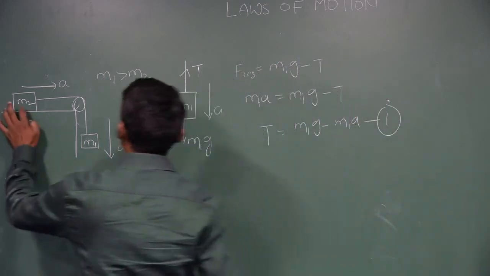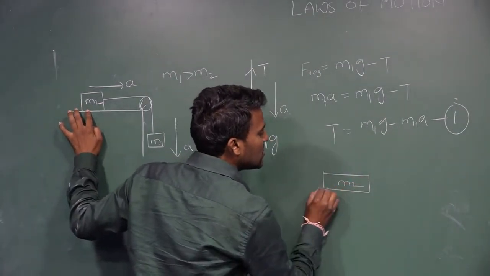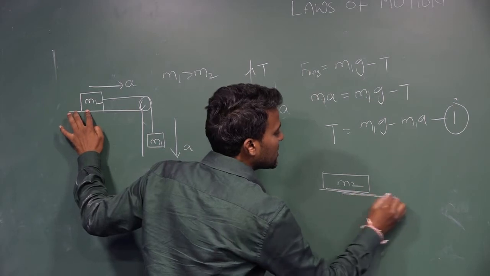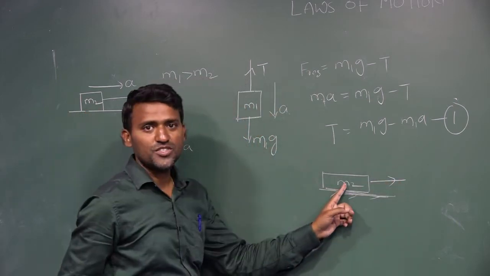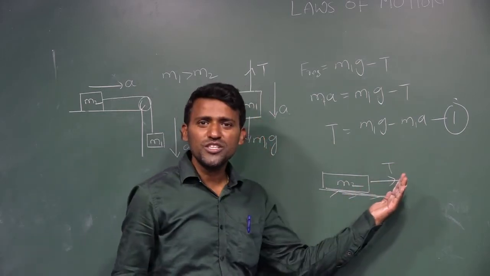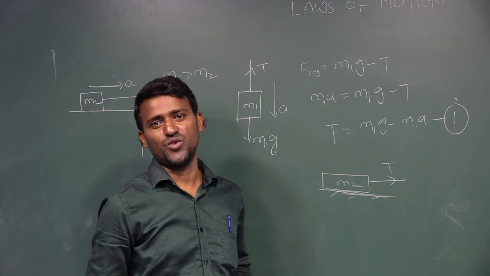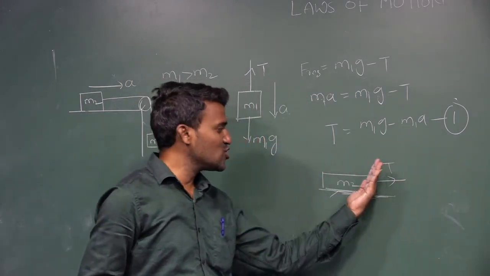Okay, go for the next one. This is m2, lying on a horizontal surface. The tensional force is always away from the object, isn't it? Is there any opposing force here? No opposing force. Only one force is acting along this direction.